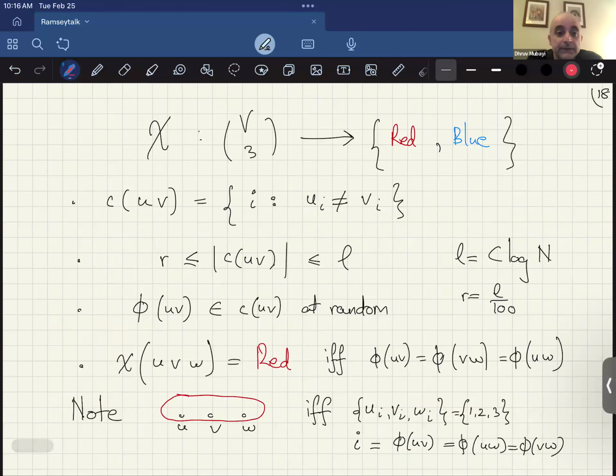And now I give you the coloring. So the coloring is this. You give me 3 vertices, which are vectors, U, V, W, and I will tell you if it's red or if it's blue.